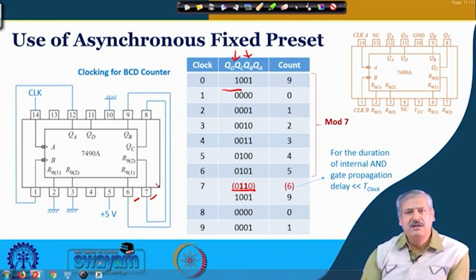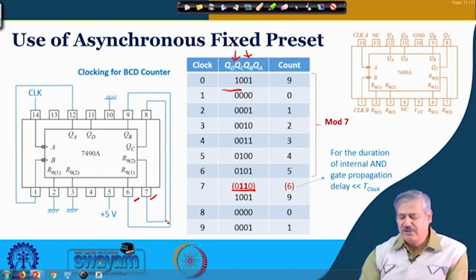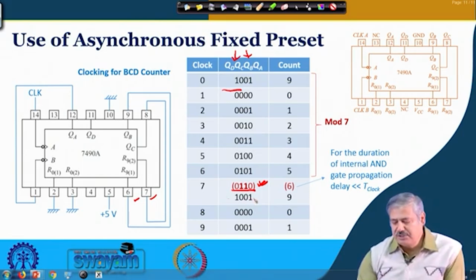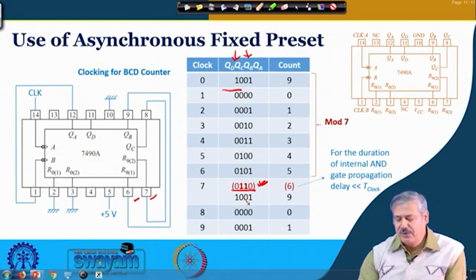So, R9 1 and R9 2, internally there is an AND gate. So, both of them are high. So, 1 0 0 1 will appear, for a very short duration, after that 1 0 0 1 will be there. So, primarily this particular state is 1 0 0 1, having the counter value 1 0 0 1, except for that small propagation delay associated with the internal AND gate.